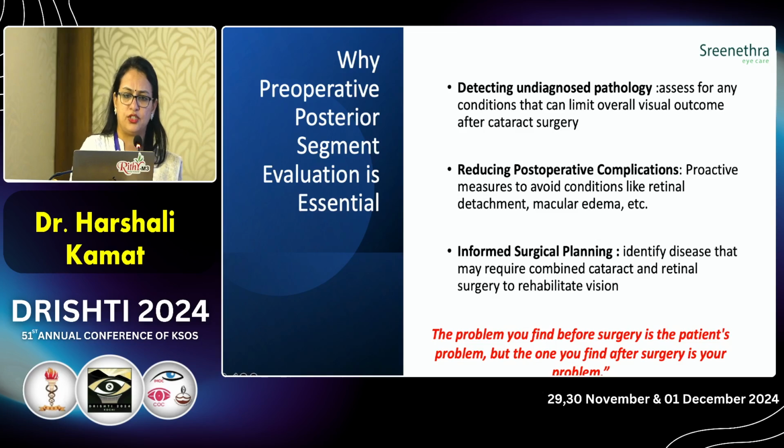So, why is it so essential? It's important to identify any undiagnosed pathology because it can limit the overall outcome in the cataract surgery, and patients may be having unrealistically high expectations. There will be certain conditions such as diabetic macular edema which will worsen post cataract surgery and will require proactive measures. The consent has to go beyond basic if there are associated pathologies. If you find a retinal pathology before the cataract surgery, it becomes a patient's problem, but once you find it after the cataract surgery, it's a surgeon's fault.